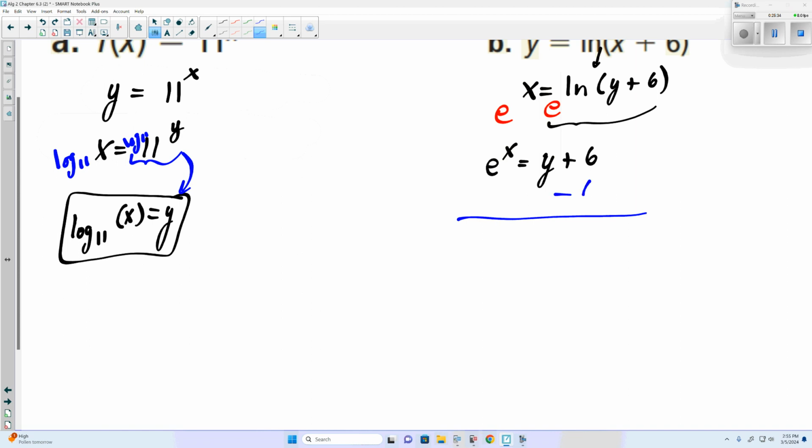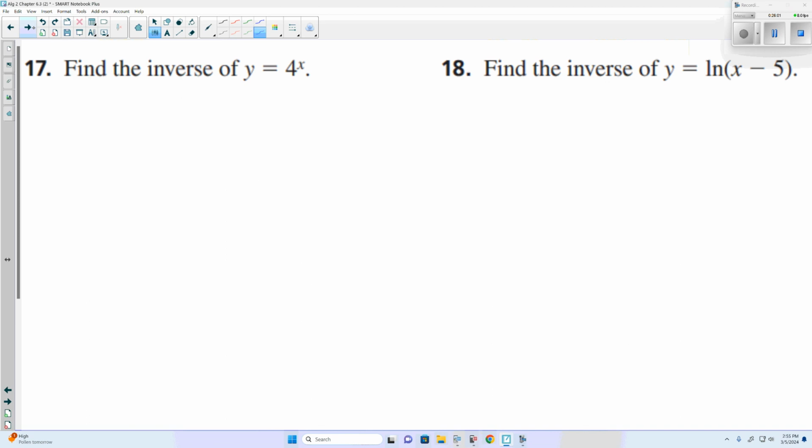But to finalize this, we have y is equal to e to the x minus 6, and that's our inverse. Normally we would write f inverse of x, but here we can leave it as y. Questions on these here? How do we feel with these so far? Good? All right. I want to change the next one.